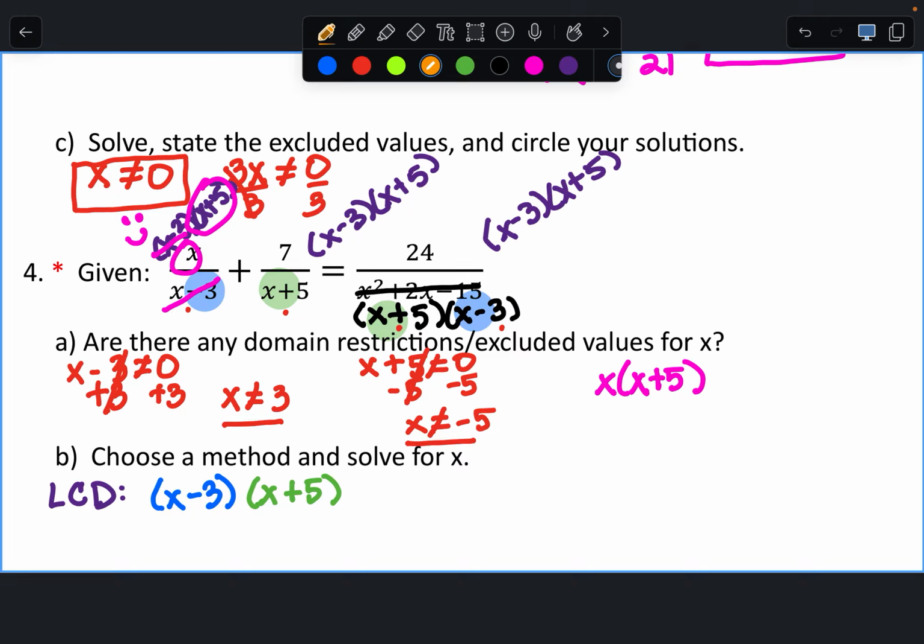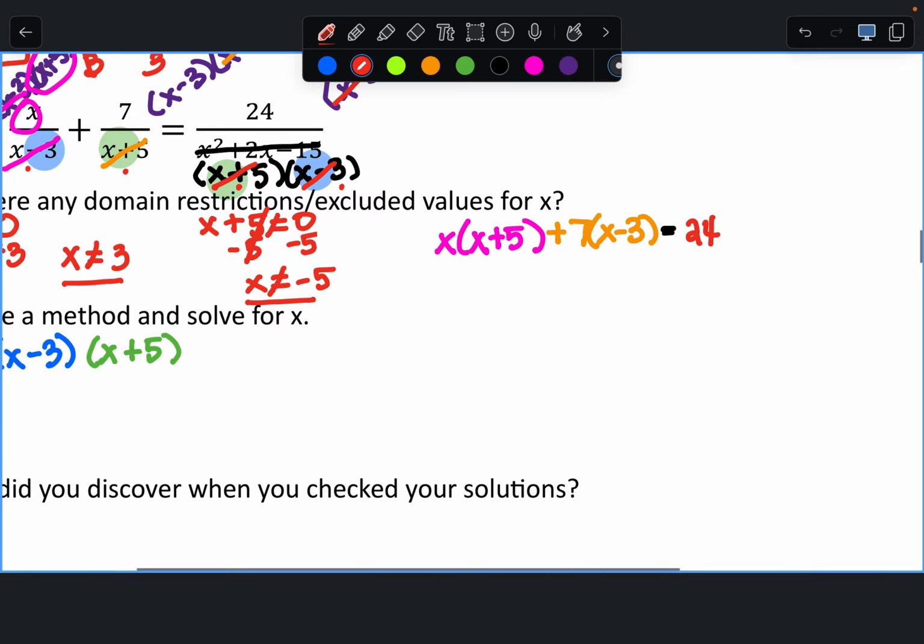The next one, the x plus 5's cancel, and I'm left with this plus 7 times x minus 3. Then I have my equal, and then I'm left with x plus 5's cancel, x minus 3's cancel, and all I have left is a 24. So now I can distribute. x times x is x squared. x times 5 is 5x. Keep going. 7 times x is 7x. 7 times a negative 3 is a negative 21, and that equals 24.